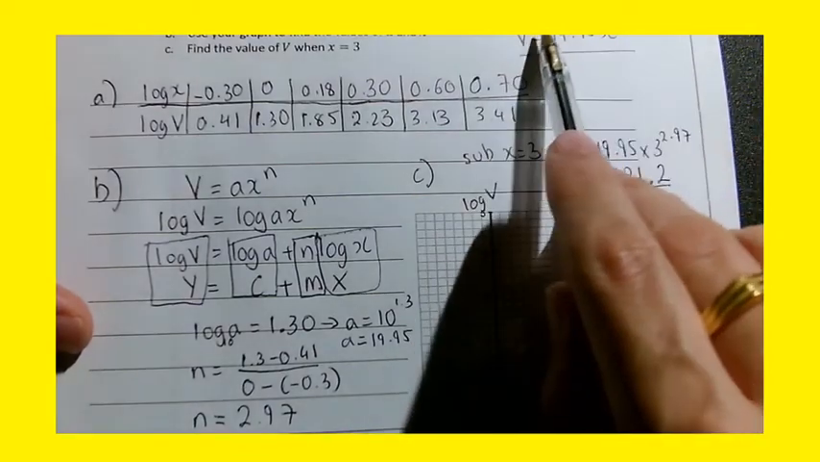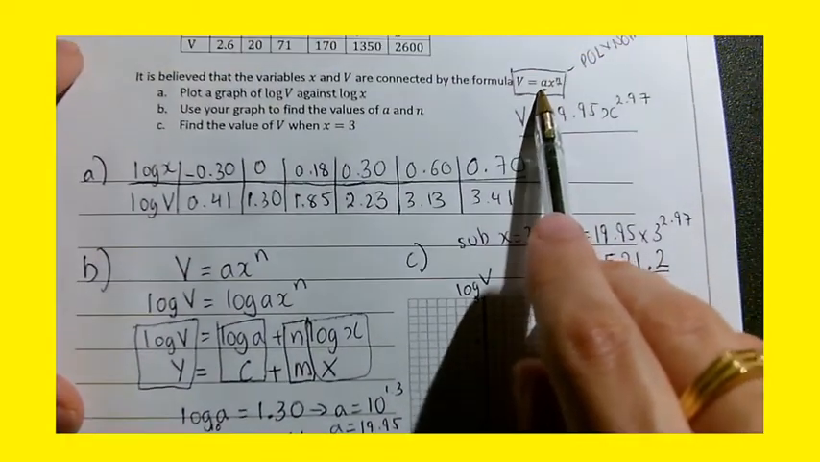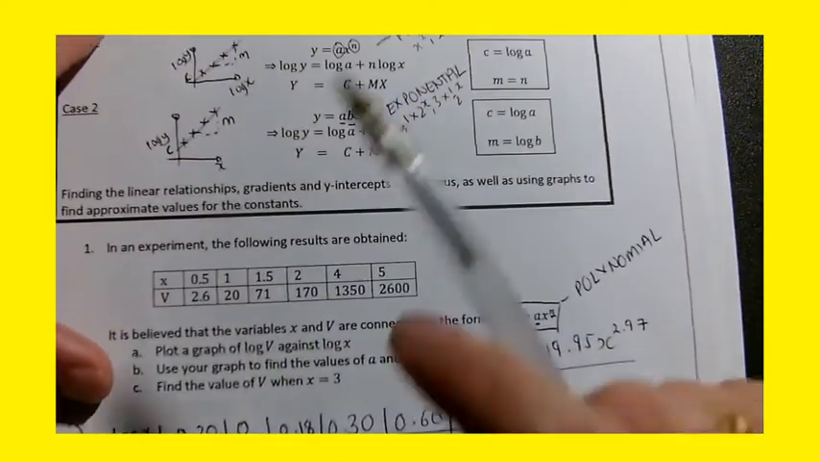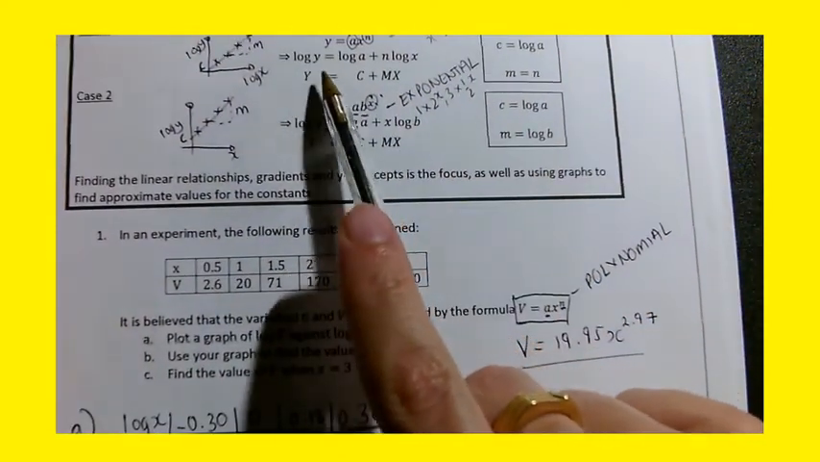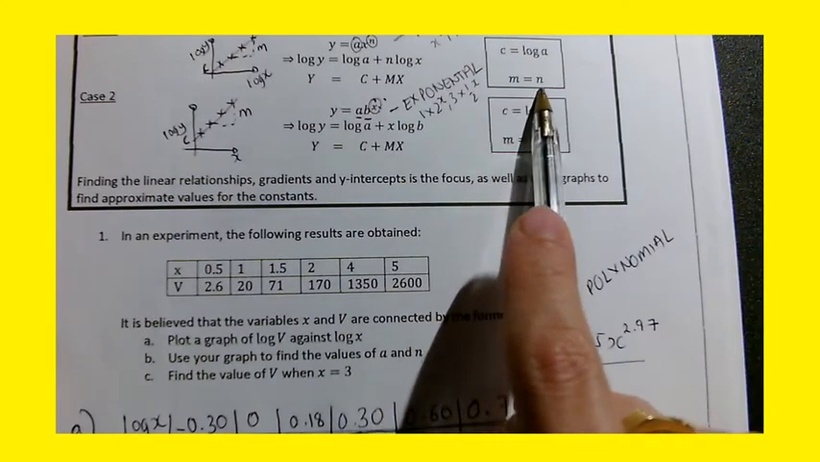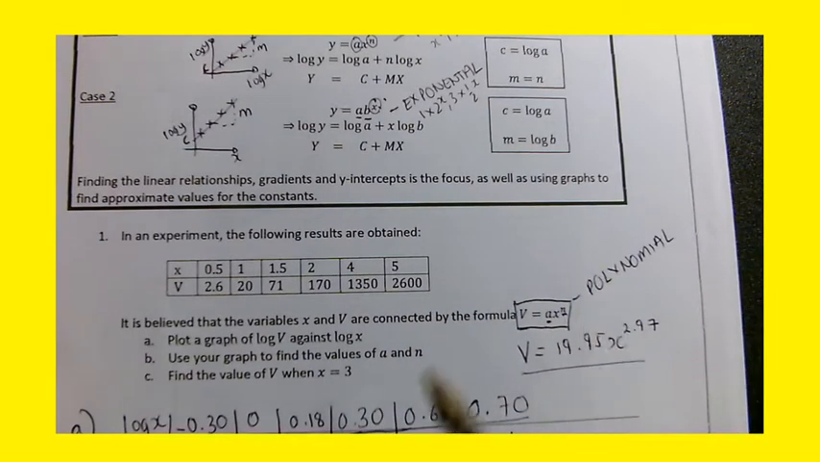They've told us that it's in this form, a polynomial form. If it's in a polynomial form, based on case 1 here, I'm going to have to get the y-intercept and the gradient in order to get a and n.